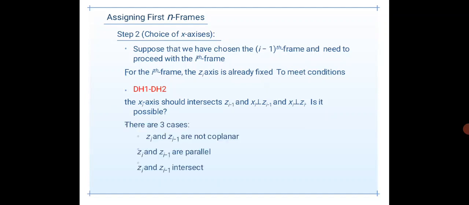So there are three cases: zi and zi-1 are not coplanar, they are parallel, or they intersect. For all these three cases, it is possible, where xi will be perpendicular to zi.